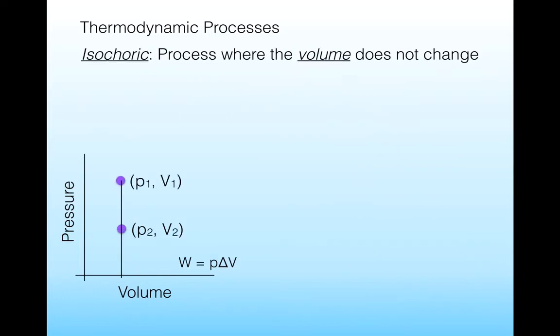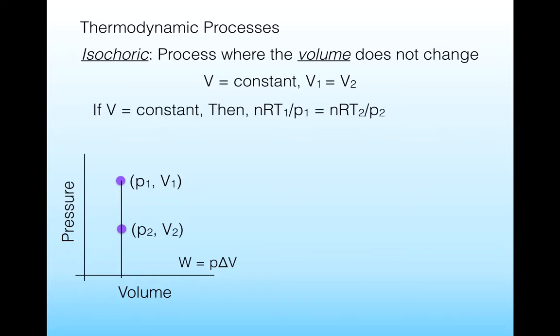Another process that we can do is an isochoric process. This is a process where the volume does not change, so V is constant, V1 equals V2. This is represented by a vertical line on our PV diagram. By the ideal gas law, nRT1 divided by P1 is equal to nRT2 divided by P2.